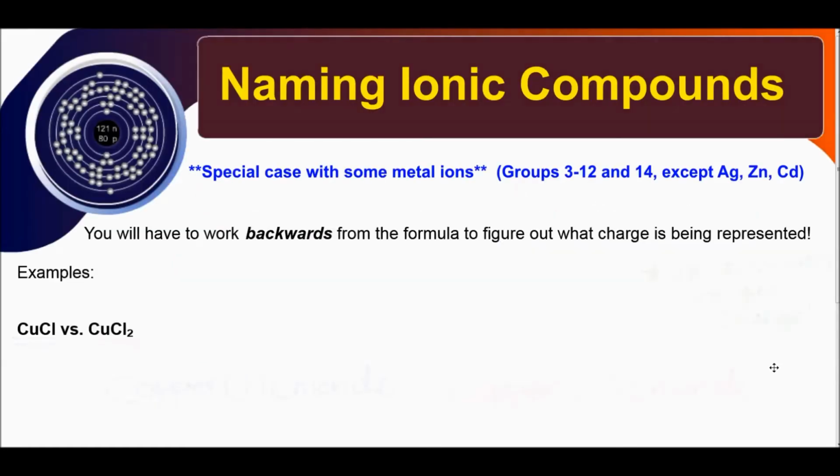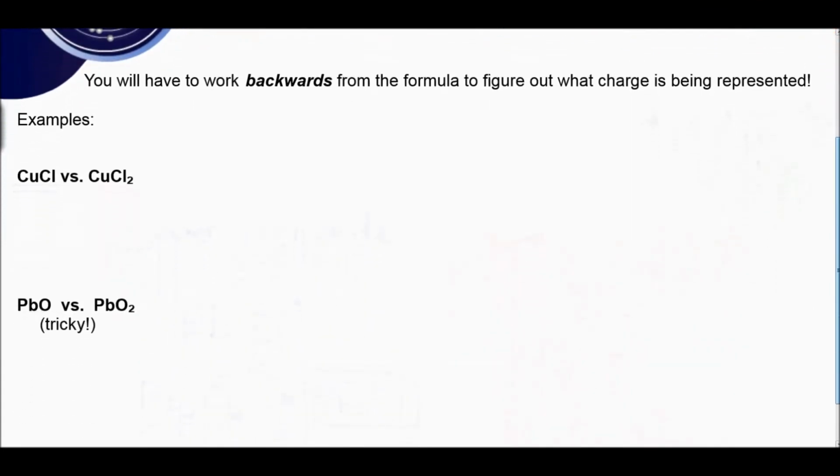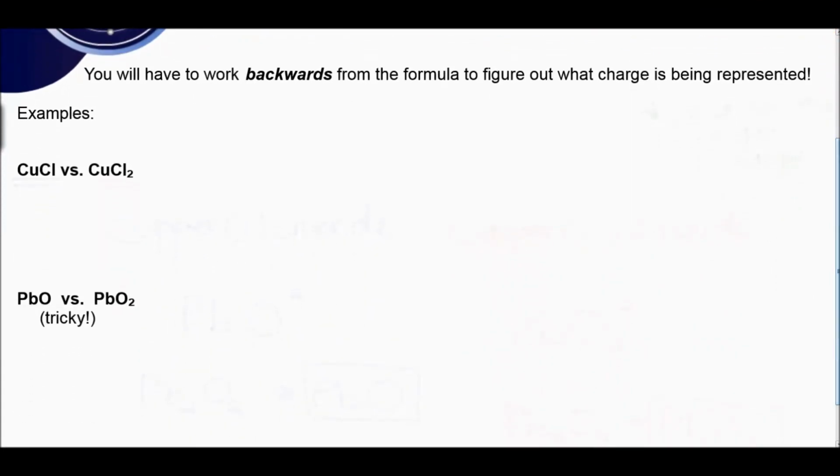Naming ionic compounds, there's going to be some special cases with our transition metals in which we're going to have to work backwards from the formula to figure out what charge was being represented. In our first example, it talks about 2 different versions of copper, CuCl versus CuCl2. In CuCl, we do not know copper's charge. Remember, copper is a transition metal, but we do know chlorine's charge.